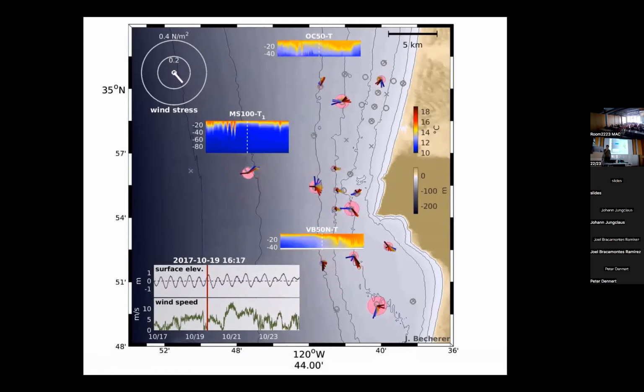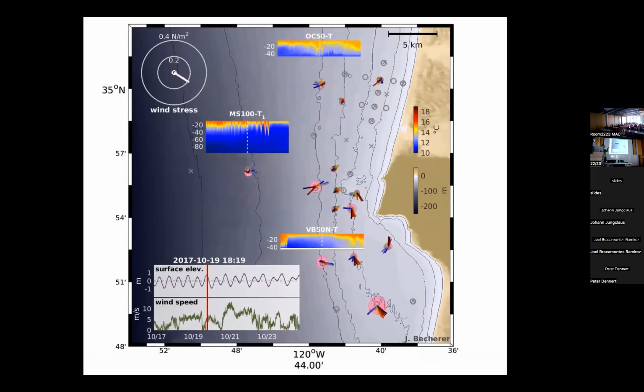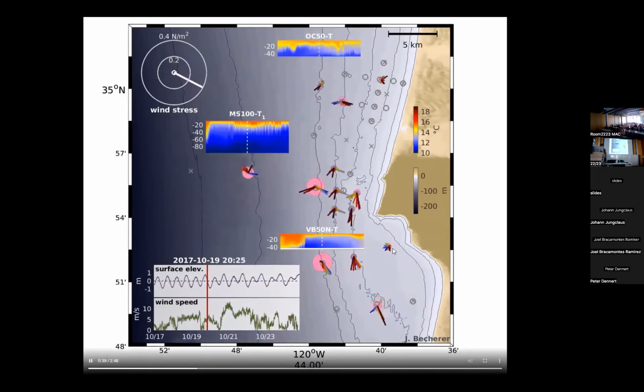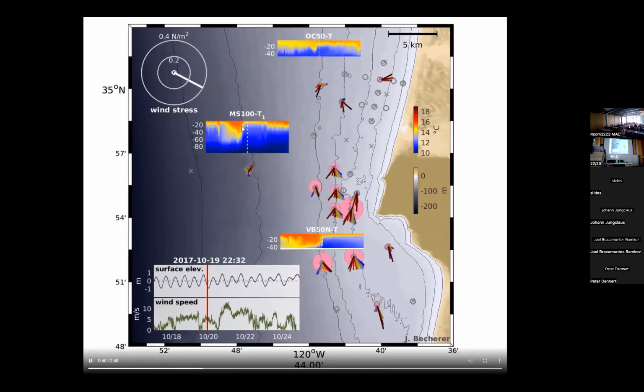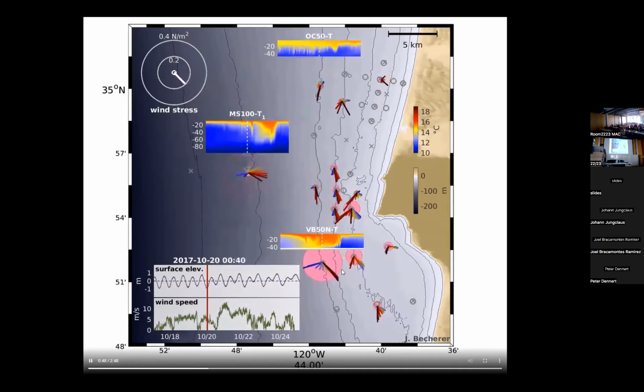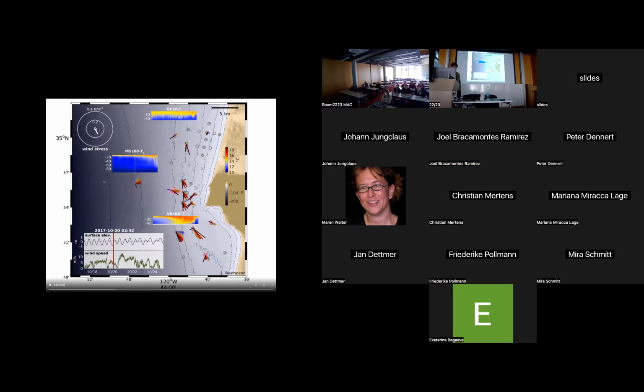So lots of the dissipation you see in the water column seems to be really driven through these incoming, shoaling internal waves. Okay, these are all coming. Boom, you can see this really strong dissipation signal.